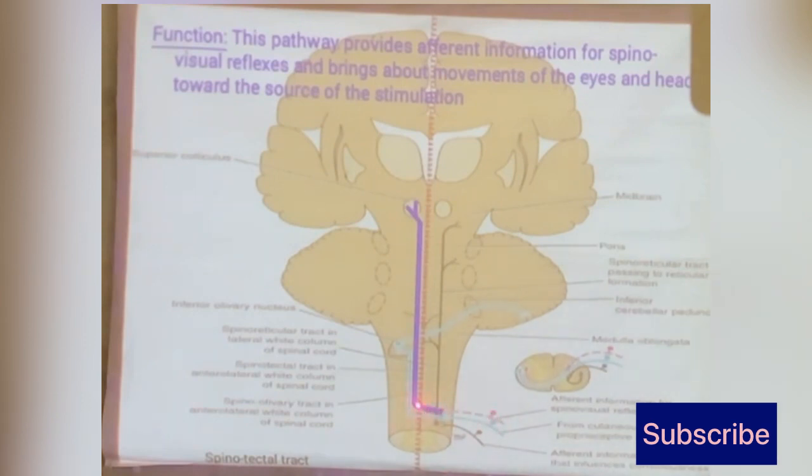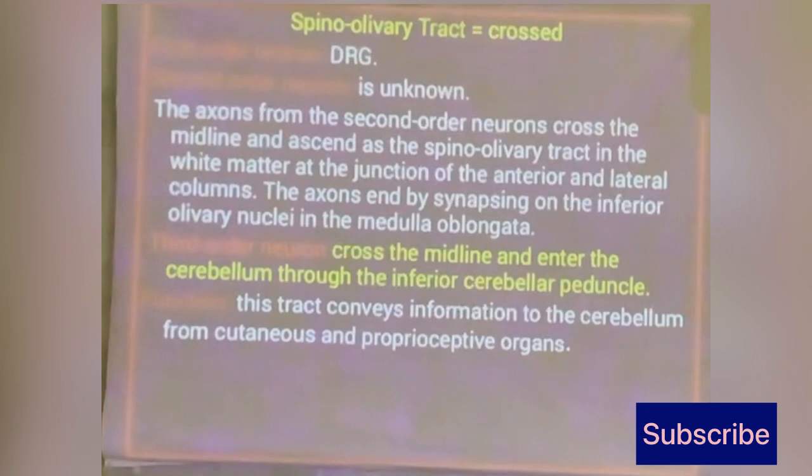And then the second order neuron crosses to the opposite side and passes upward into the superior colliculi in the midbrain. So the other one is what we call the spino-olivary tract. The spino-olivary tract is also crossed. So now the first order neuron is similar to that of the spinotectal because it also begins in the dorsal root ganglion. And its second order neuron is also not known. You get it? So scientists up to today don't really know the second order neuron, or they cannot delineate which of these nuclei in the posterior horn this tract begins from.